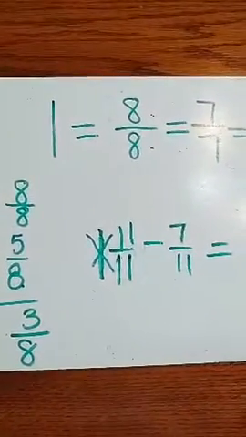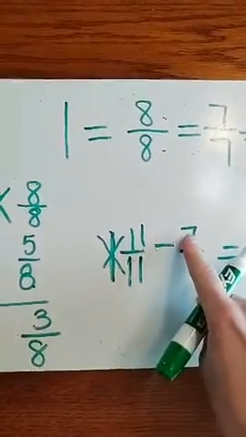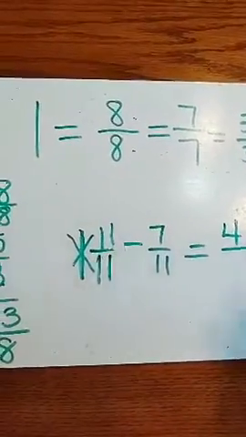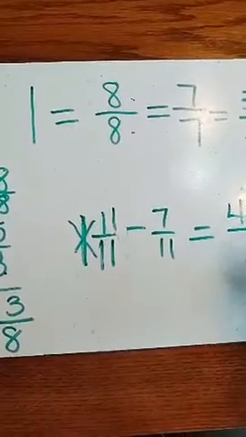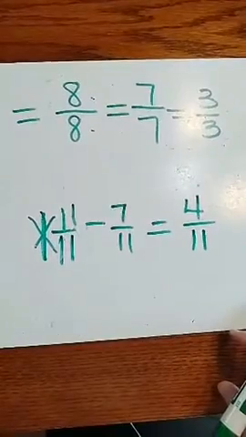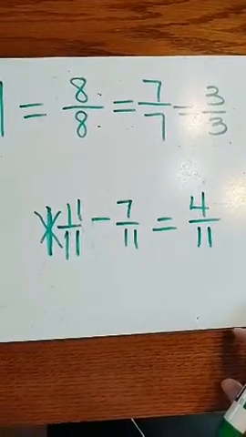We're ready to subtract. 11 minus 7 is 4. We said when we add and subtract, we keep our denominator. So we keep it there. 4/11. We found our answer.